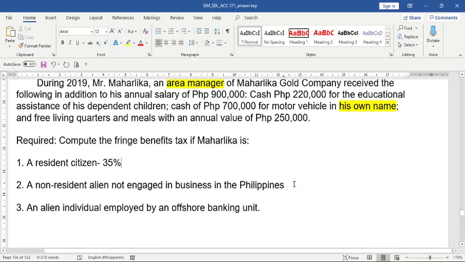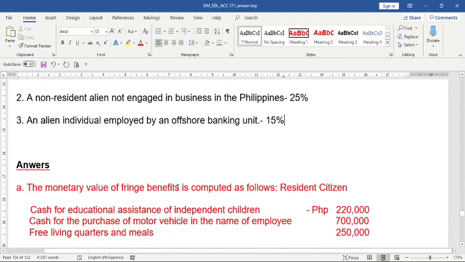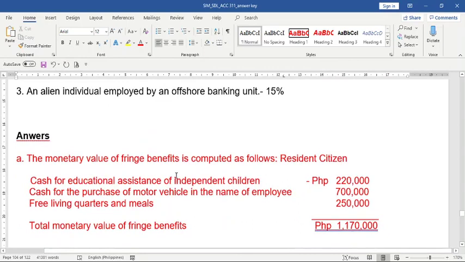For a non-resident alien not engaged in business, our fringe benefit tax rate is 25%. While for an alien individual employed by an offshore banking unit, it is 15% from our previous lessons. So let's look at our answers.